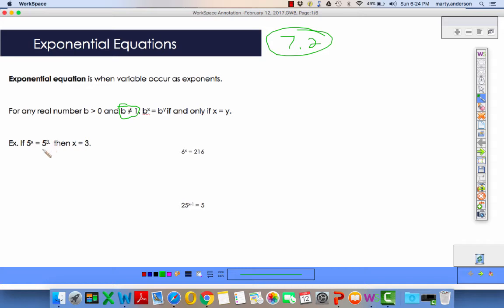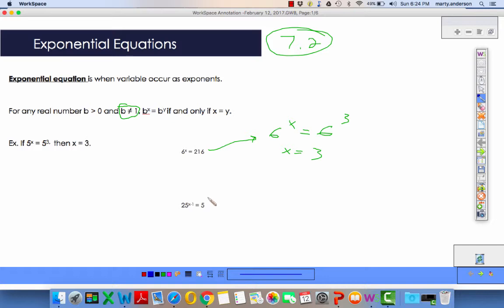5 to the x equals 5 to the third. Drop, it's got to be x equals 3. This one right here, 6 to the x equals 216, which is 6 to the third. So you're changing them to get the bases to be the same. X equals 3. Not bad. Next one.